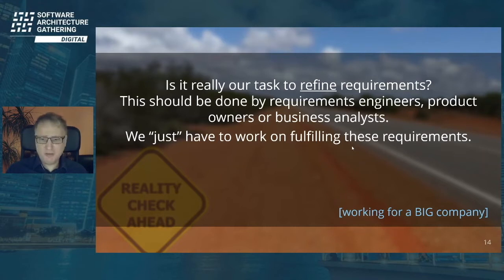We take those requirements, and refining requirements, analyzing business processes, analyzing what the customer needs or wants, this is the job of someone else. This should be done by requirements engineers. We have product owners for this. In larger companies, we have enterprise architects, we have business analysts. We just take their input and build an information and IT system with it. This is our job, and we just have to work on fulfilling those requirements.